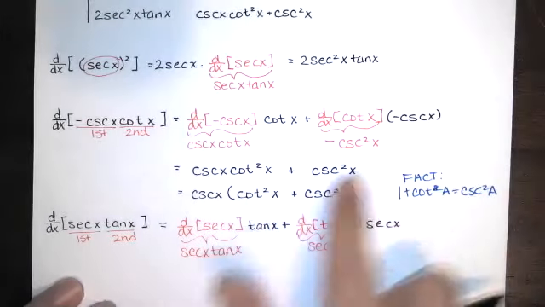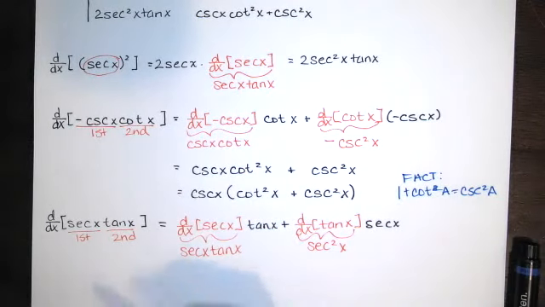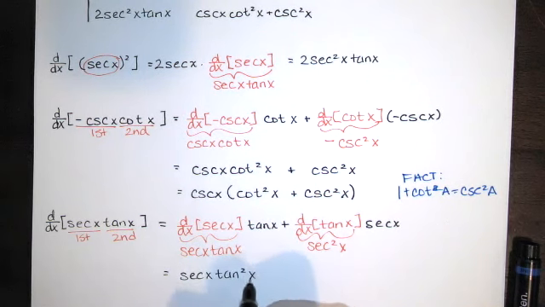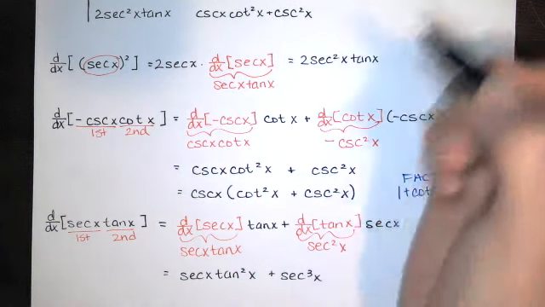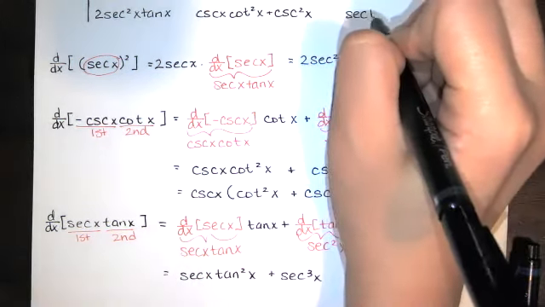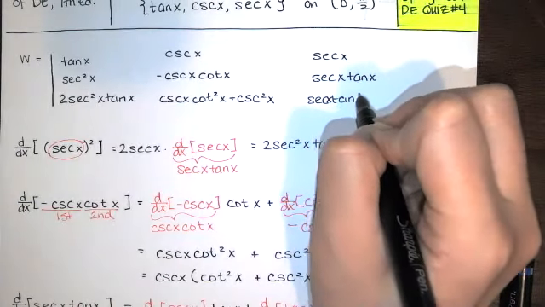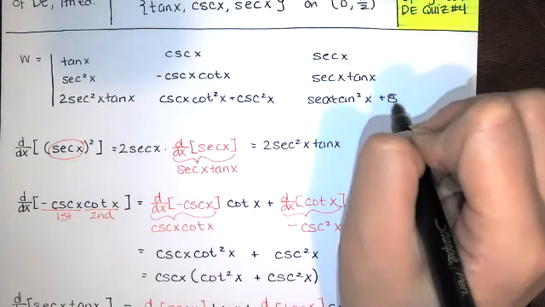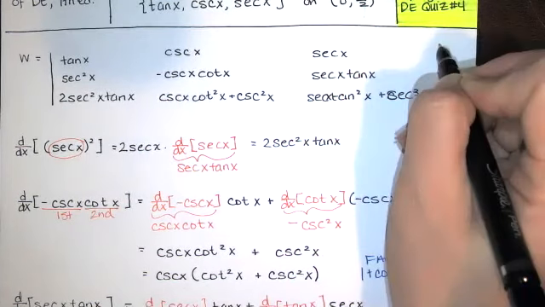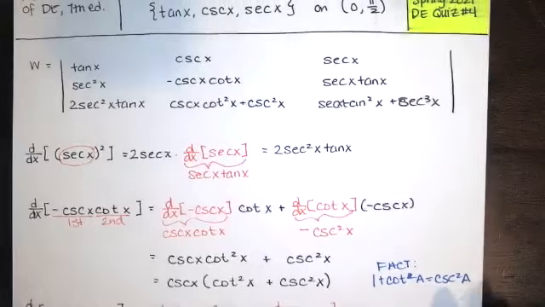Hopefully you notice that it's very similar to what we did up there. And you have secant times tangent, so that's a secant of x times tangent squared x. And I've got 3 secants over there. Okay. Don't forget your angle. Secant x, tangent squared x, plus secant cubed x. Wow, that's a lot.